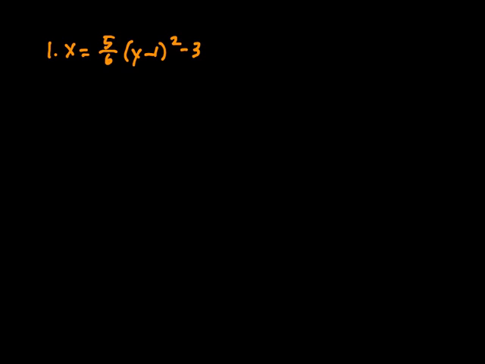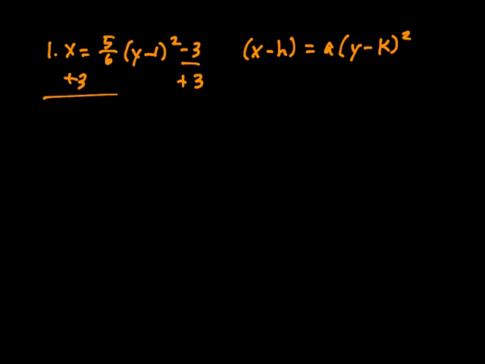Okay, so it needs to be in the form of x minus h equals a, and then y minus k squared. It's not in that. We have a negative 3 here just hanging out. So what do we do with that negative 3? We move it to the other side. So we end up with x plus 3 equals 5/6 (y minus 1) squared. Now it's in that form.